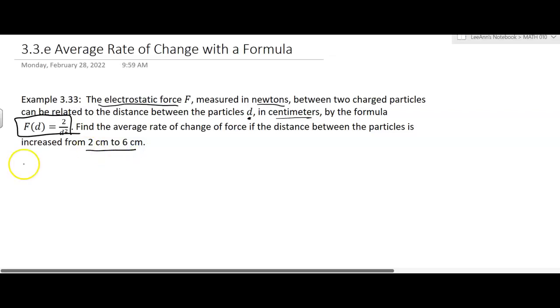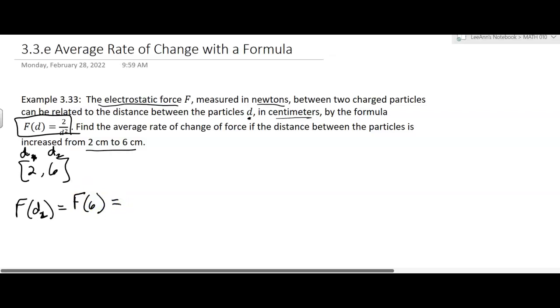Find the average rate of change of force if the distance between the particles is from 2 to 6. So your interval is from 2 to 6 centimeters. So this is going to be your d sub 1 and d sub 2. And then you're going to have to find f of d sub 1, which is f of 2, and f of d sub 2, which is going to be f of 6. So we're going to have to figure that out.